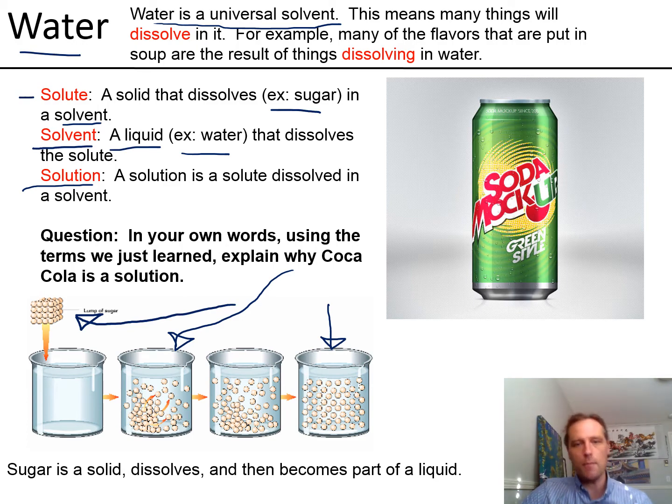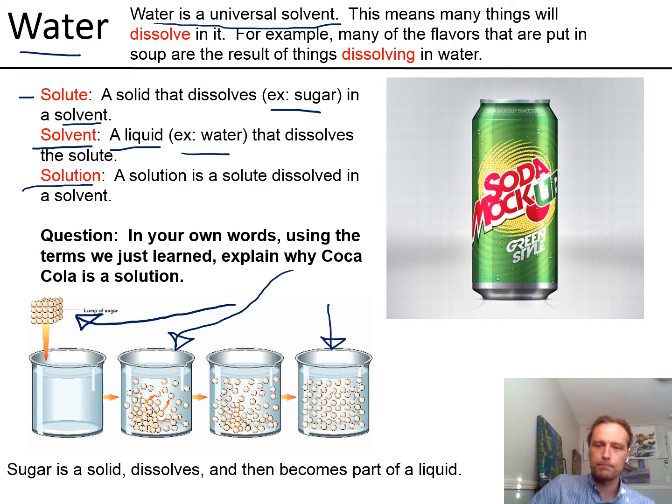Coca-Cola is a solution because sugar, which is a solute and a solid, has dissolved in water. It has been broken down, disappeared. It has dissolved. It is now not visible in the solvent, which is water. We have now created a sugary solution that we call Coca-Cola. So I said that in my own words, fumbling a little bit with it. And again, I encourage you to try to fumble through some of these new terms because it will help you to remember them.